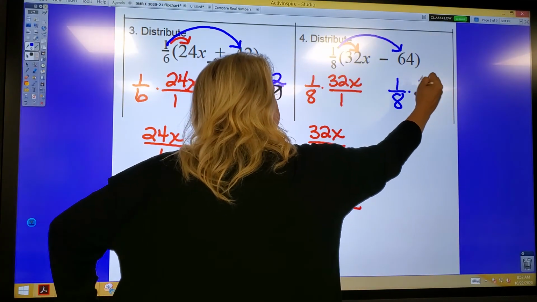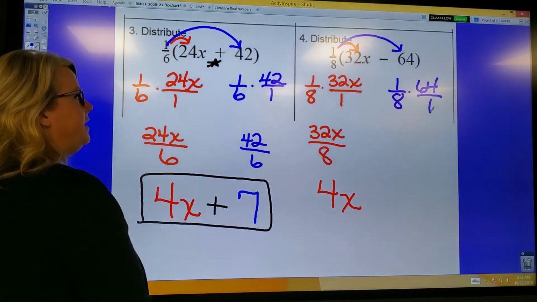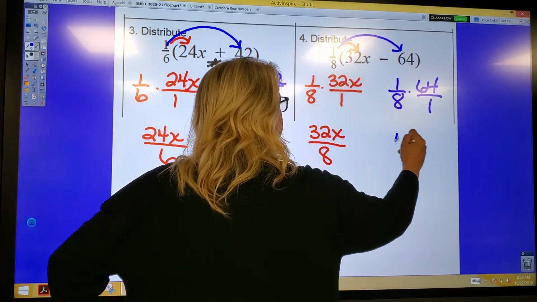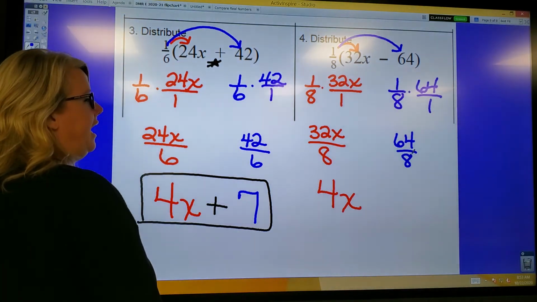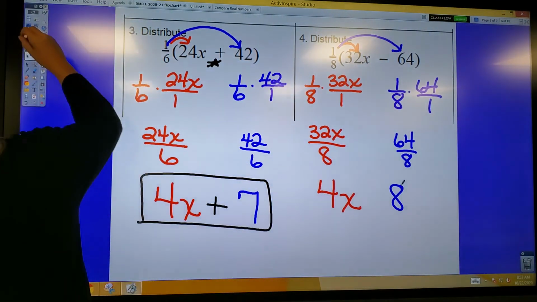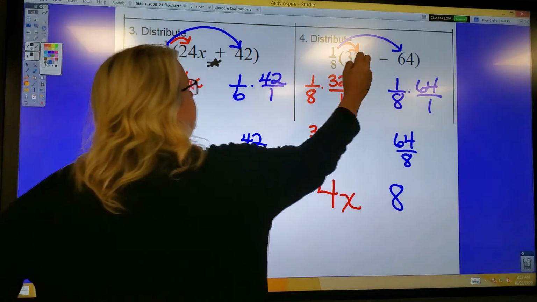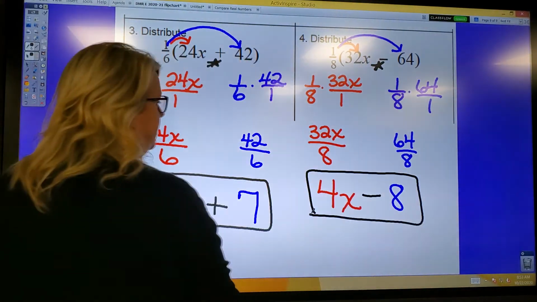1/8 times 64. Putting that 64 over 1. Multiplying straight across. 1 times 64. 8 times 1 gives me 64 over 8. 8 goes into 64 8 times. So there is my 4x and my 8. Lastly, I need to bring down this minus sign, and I am finished.